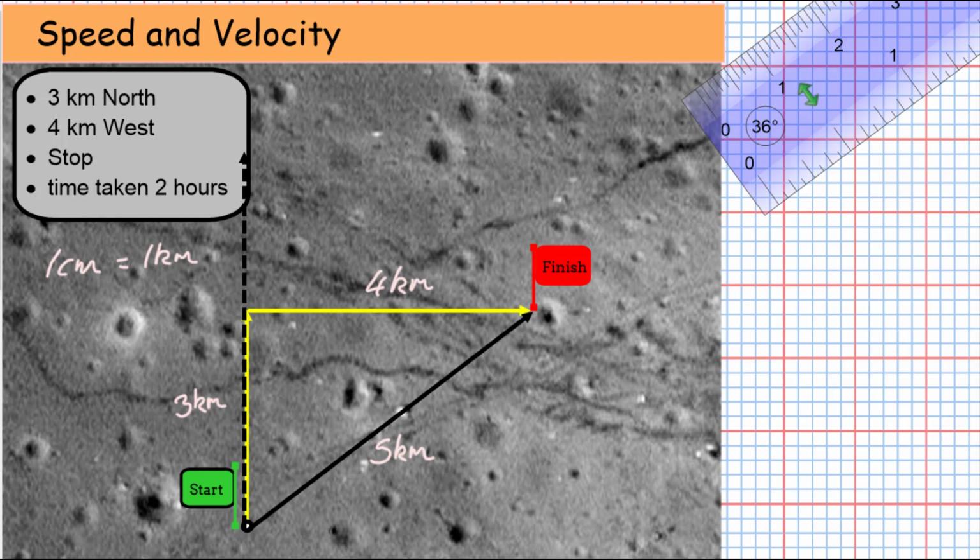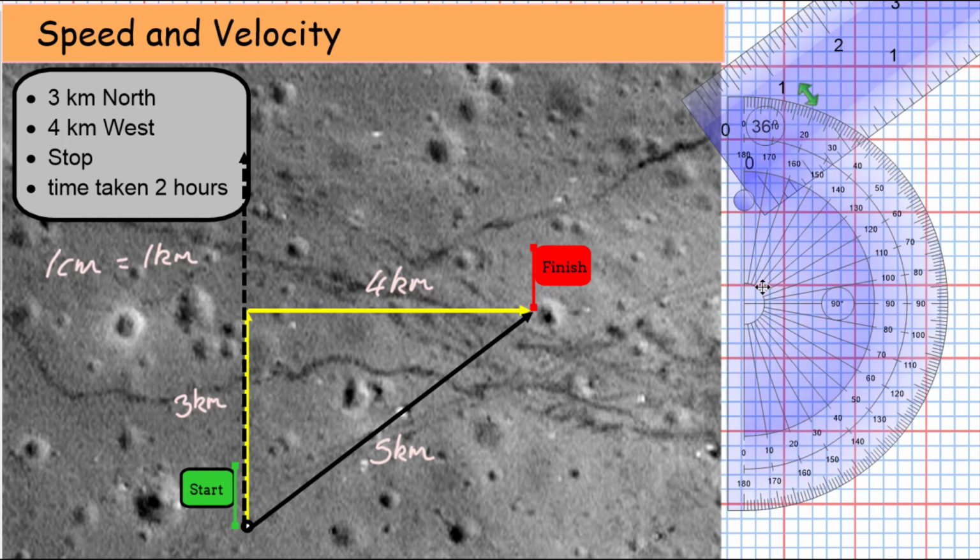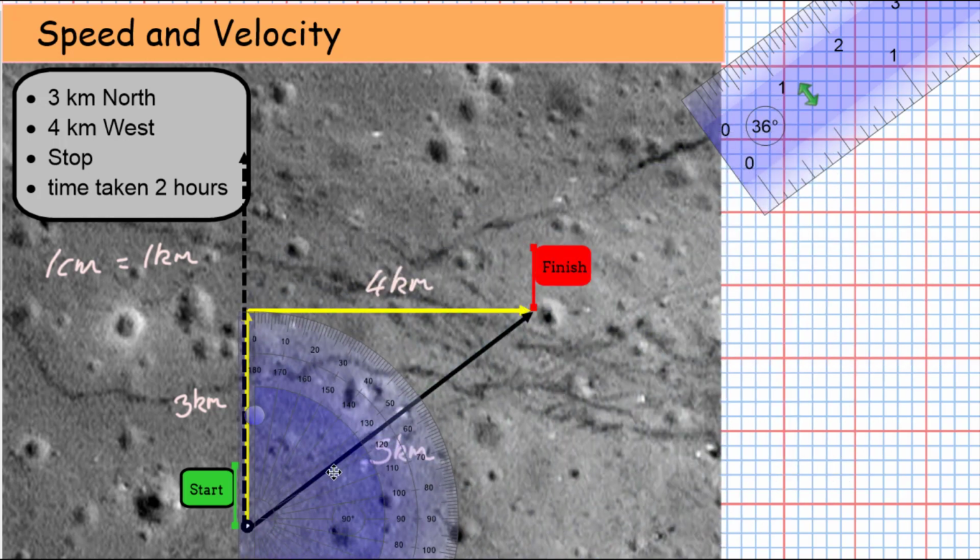And then bring your protractor over, position it so that the centre point here is at the start point. So that's bang on there. And the 0 line, the north line, will be right up through the 0 degrees for north. Now we can read the angle. It's going to be 50, 51, 52, 53 degrees. So the angle is 53 degrees.